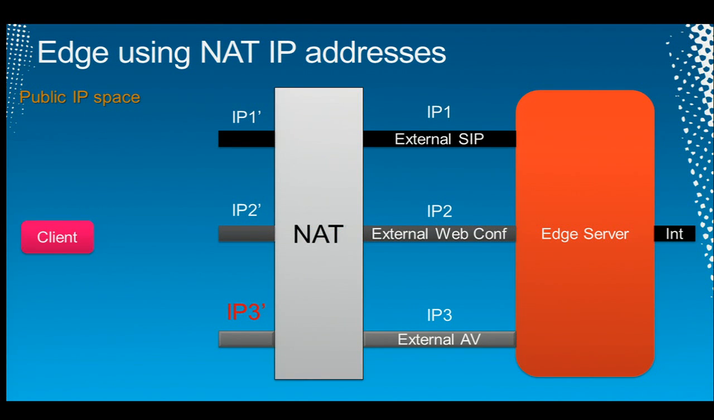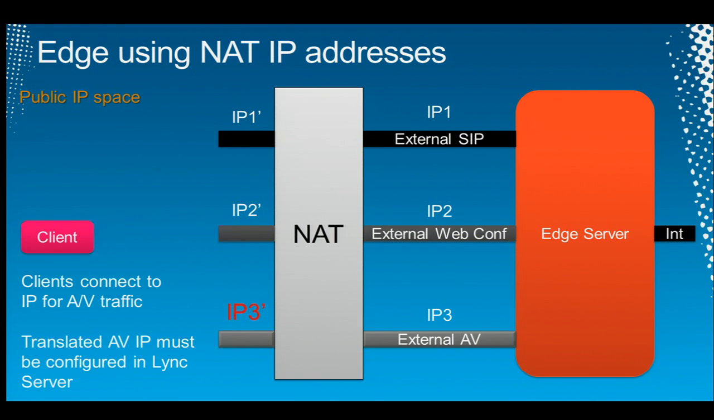So edge with a NATed IP address. It's possible to have 3 IP addresses and still NAT that so that you have a level of protection on the public IP space. So IP1 prime maps to IP1, IP2 prime maps to IP2, etc.